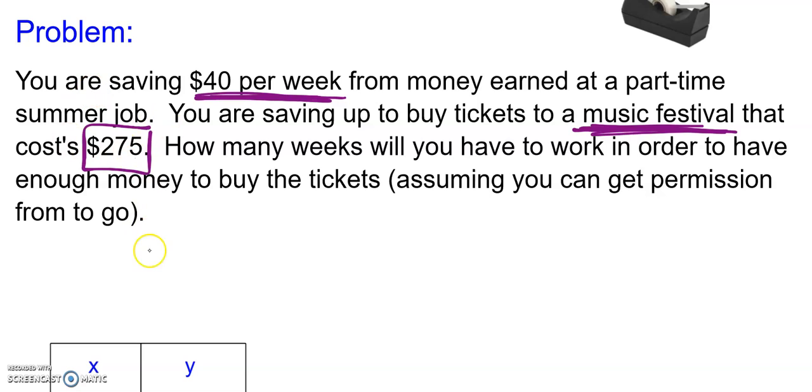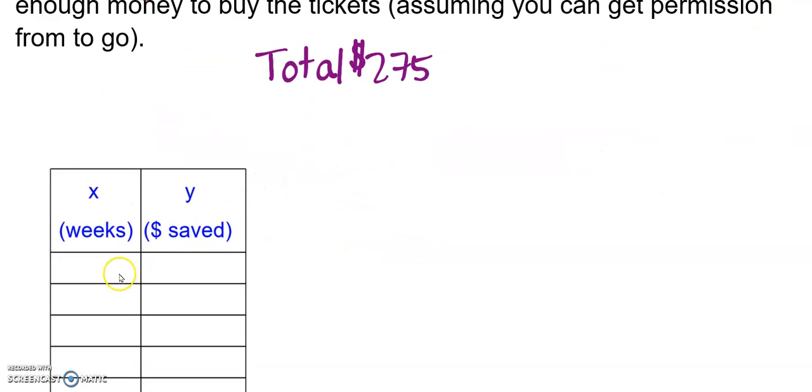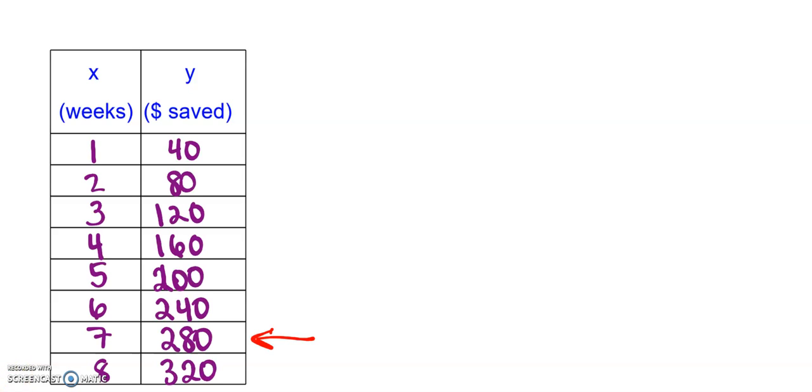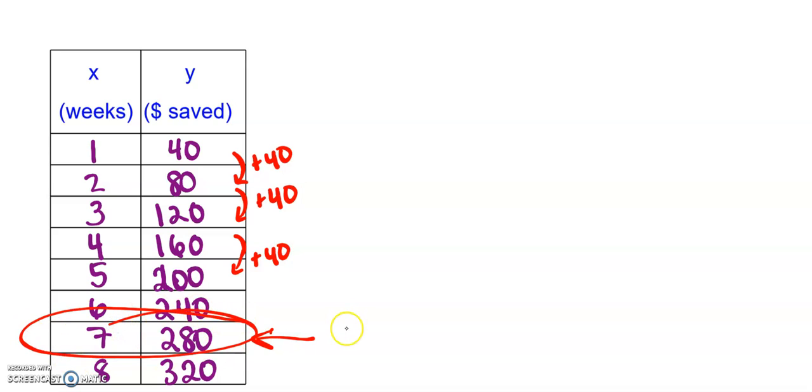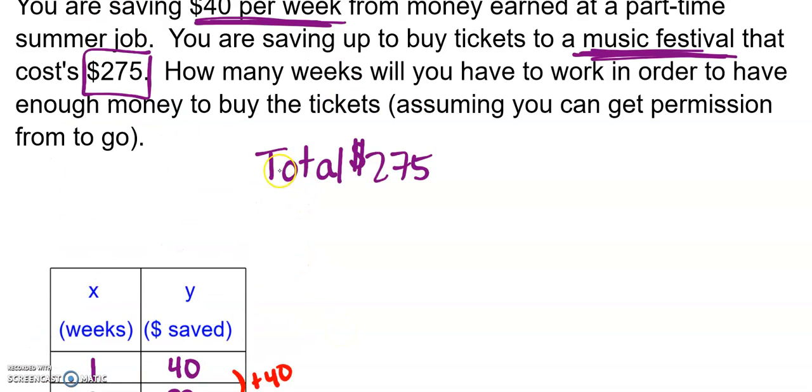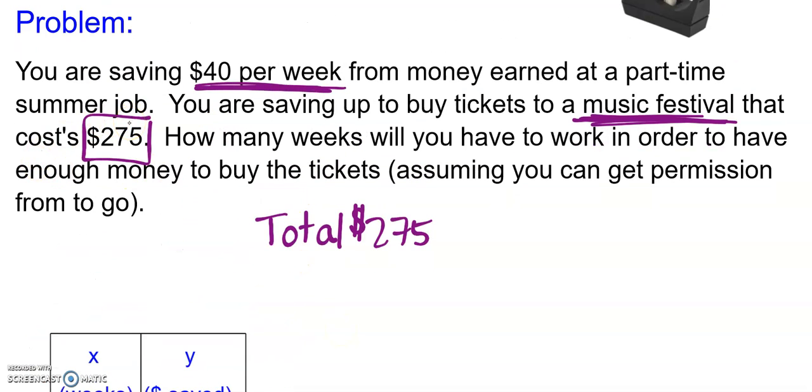So let's just say in total we need $275. Okay, so take a second and just think about how much money you'd have each week, and put that in this table and see what you get. Okay, so here's what I did. If I was saving $40 a week, I'm assuming that first week I save $40, and then each week after that I add another $40. So as I keep going, it looks like right here, after 7 weeks, I have $280. So I have enough dollars to pay for these tickets.